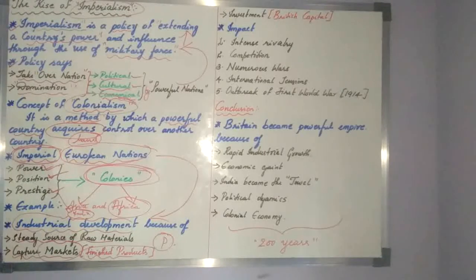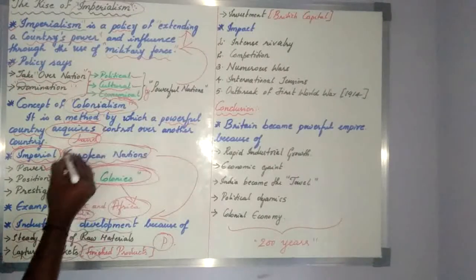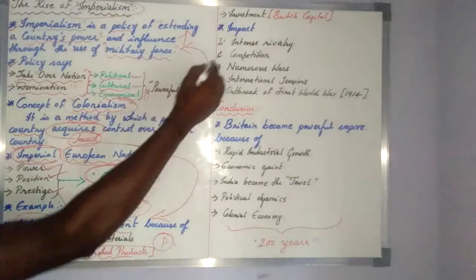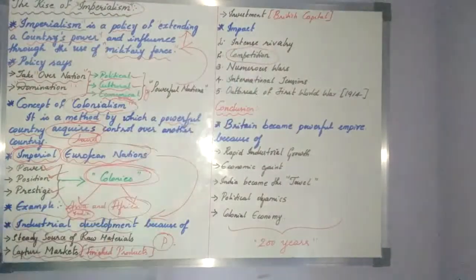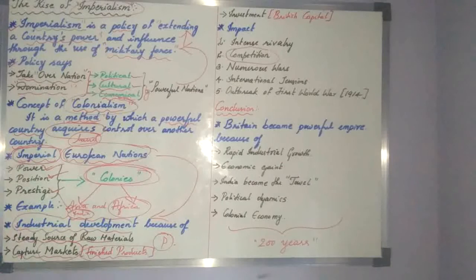When imperialism and colonialism started, in the 19th and 20th centuries, it had a great impact. What are those impacts? One is intense rivalry. Among European countries, clashes slowly started to take place. Why? Because of economic competition. Financially, my country is on top. To prove that, intense rivalry started between the European countries.